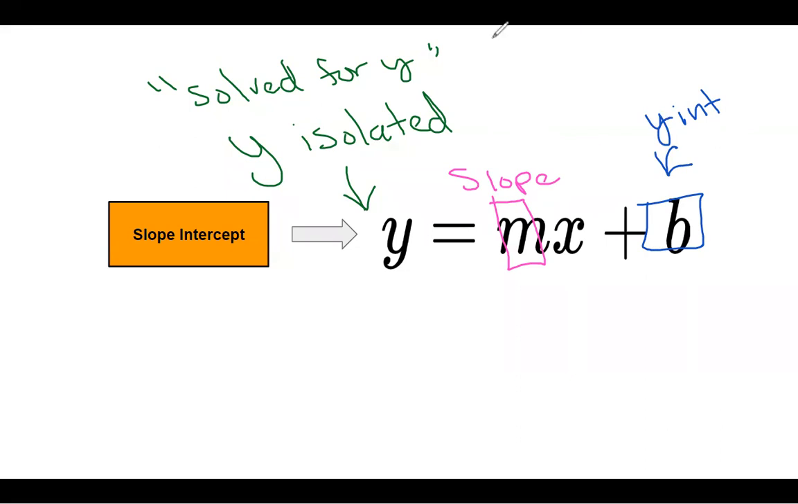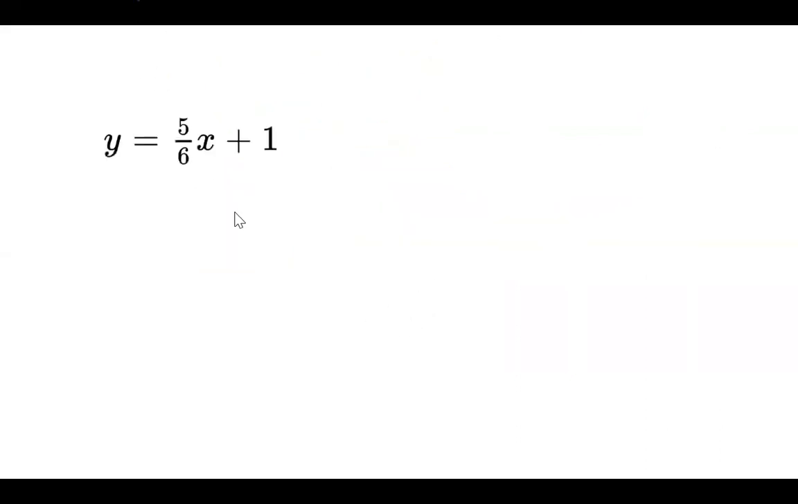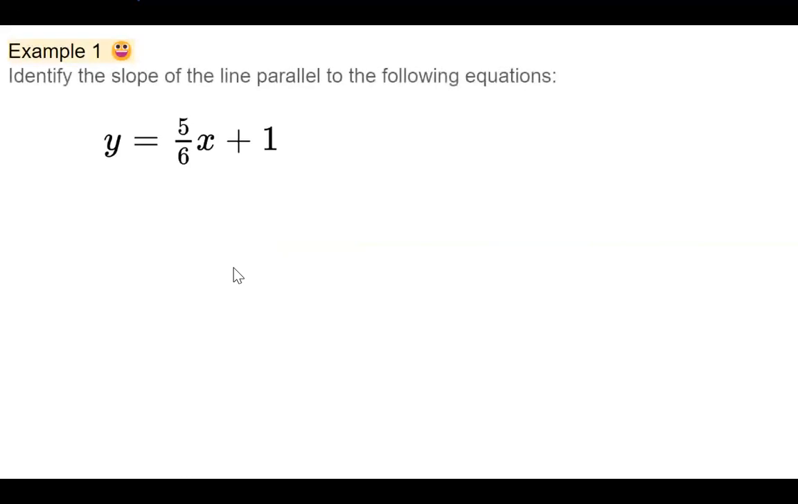So, ready for our first example? Okay, yes, we are. Here we go. Example number 1. Let's identify the slope of the line parallel to the following equations. My first equation is y equals 5 over 6x plus 1.